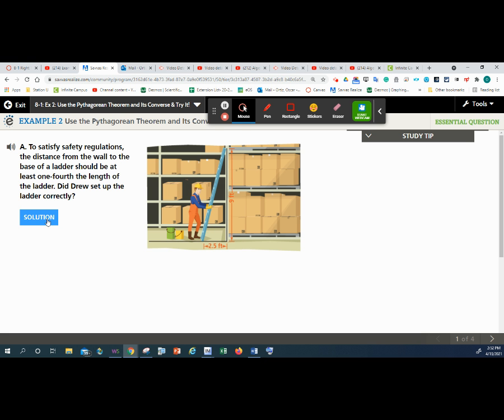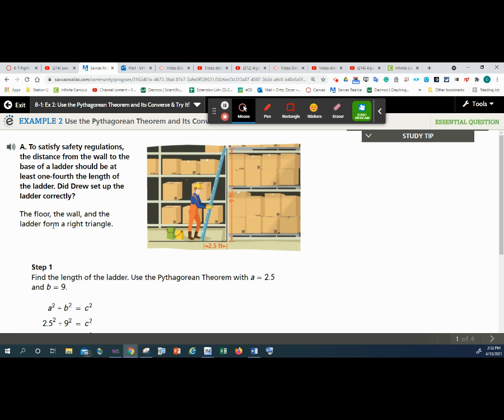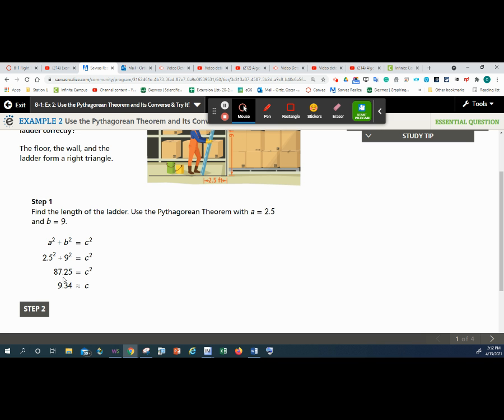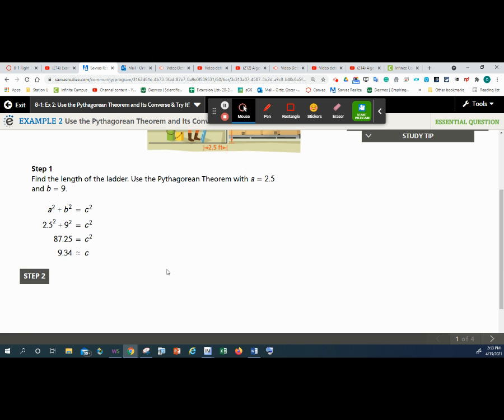Let's see. First of all, we're going to find the length of the ladder, and in finding that, we're going to use the Pythagorean theorem. So remember, these two sides form the right angle, so if you square this side plus the square of the other side, I should get the square of the hypotenuse, which is in this case the square of the length of the ladder. Knowing that the square of the length of the ladder is 87.25, if we take the square root on both sides, we get that C equals 9.34.